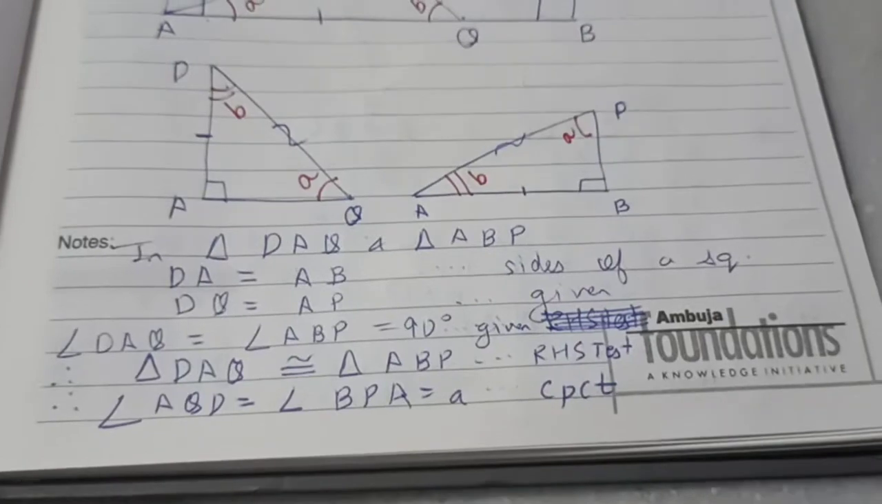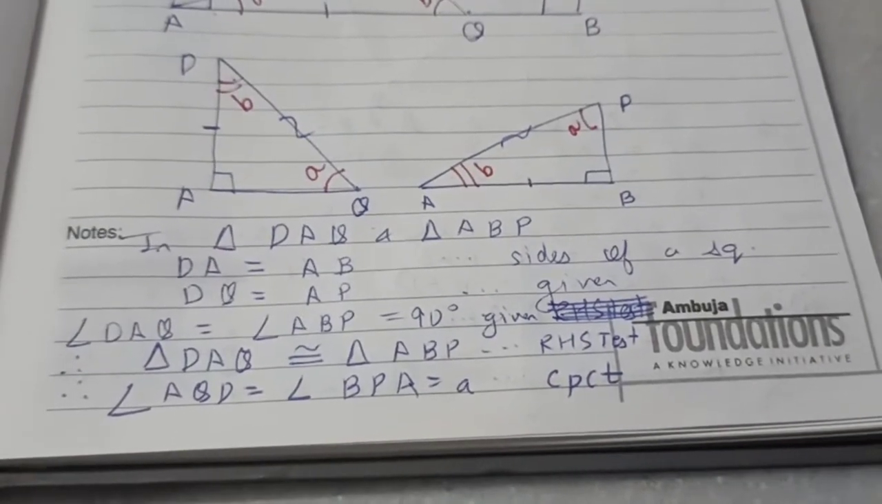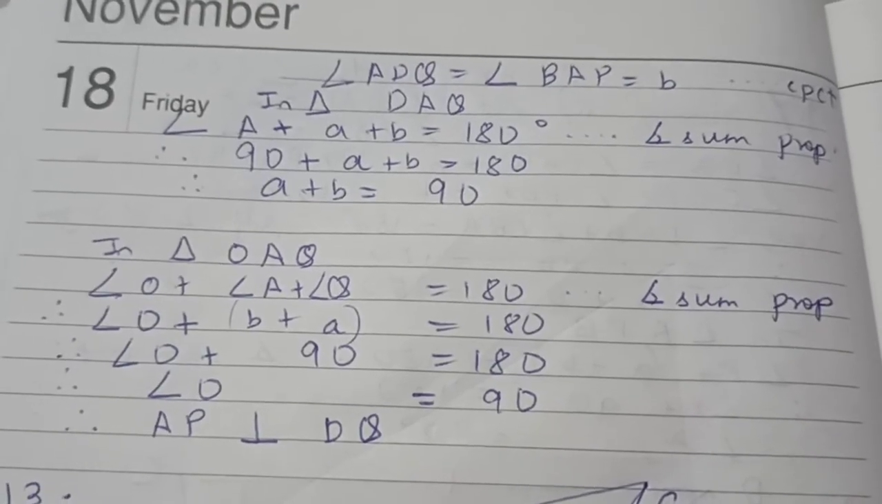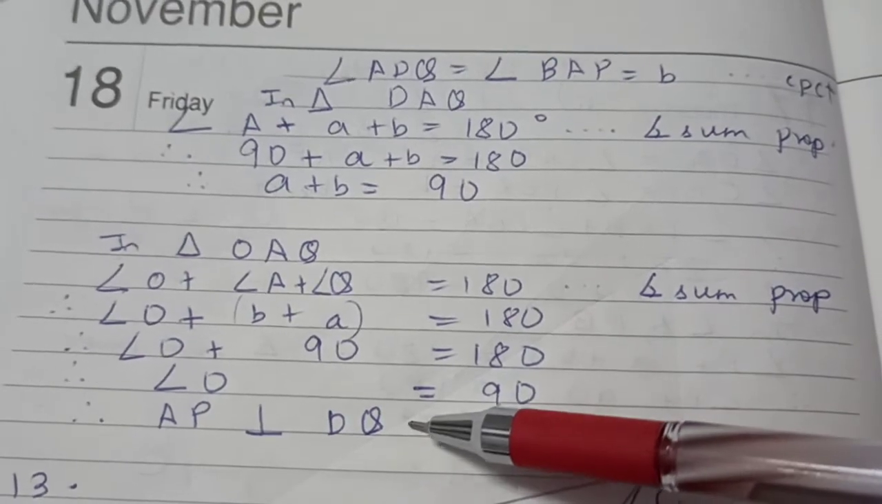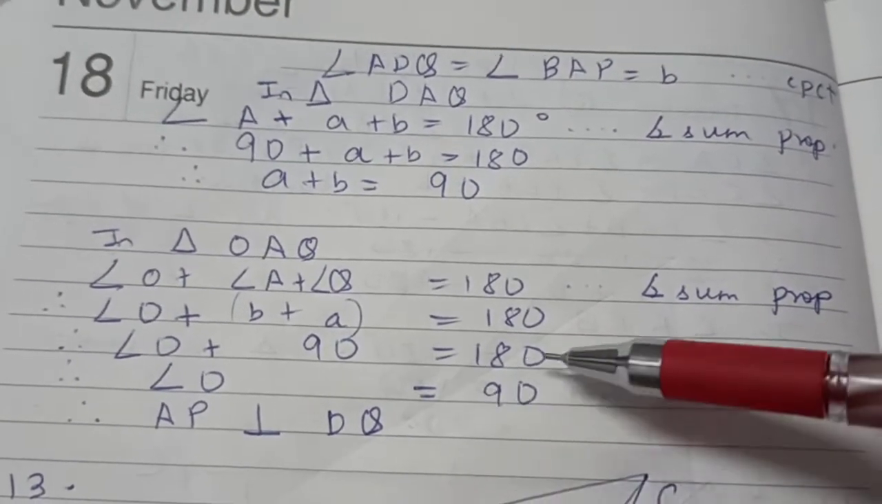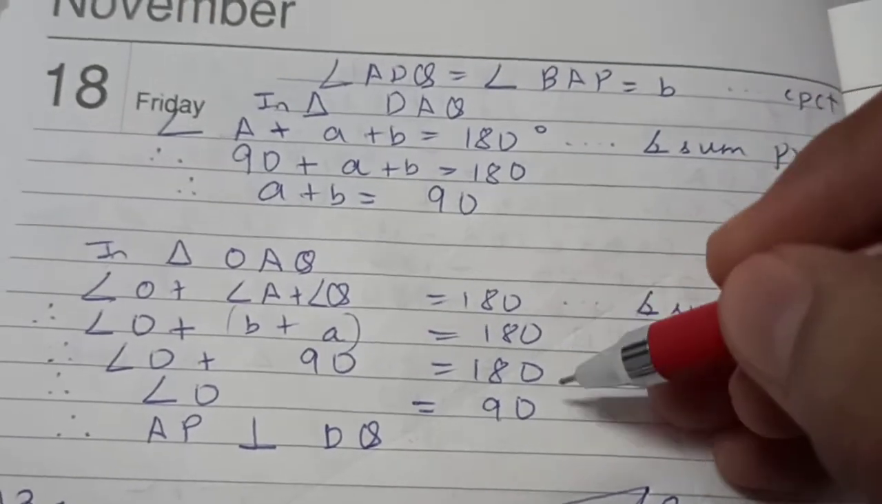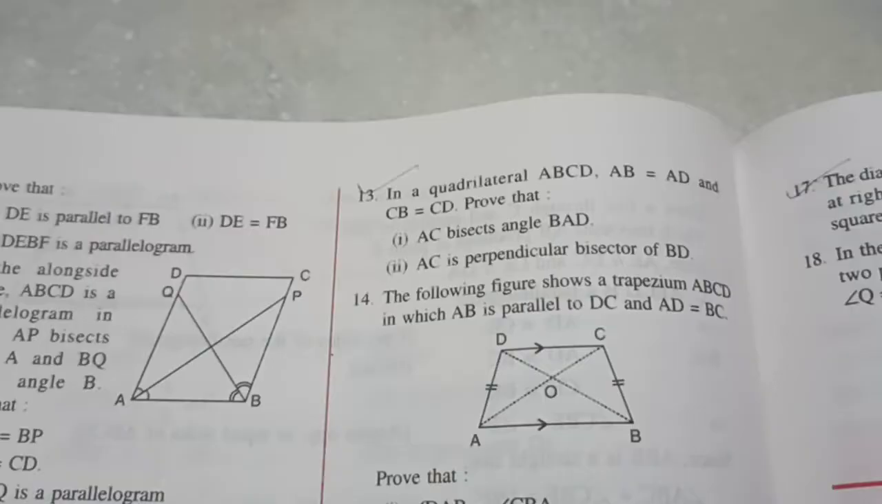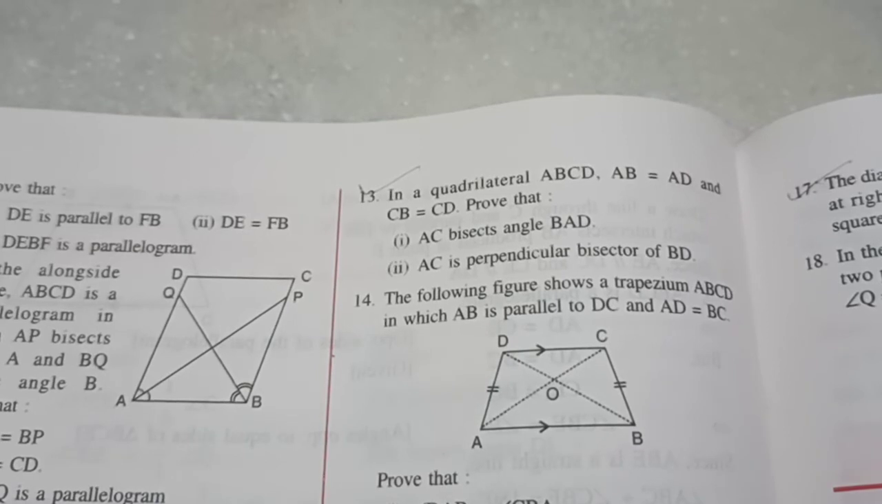So these are the steps, and even these. Make sure you write this in the end that AP is perpendicular to DQ. Read the question, they've asked you to prove this. Don't just stop here. Just put a degree sign here. Now the 13th question.